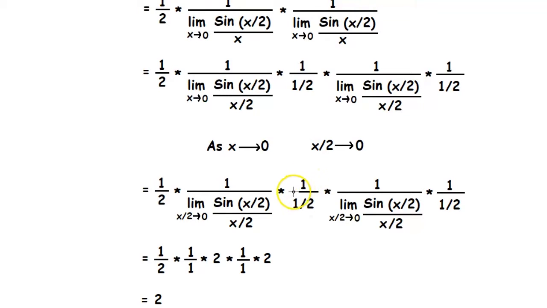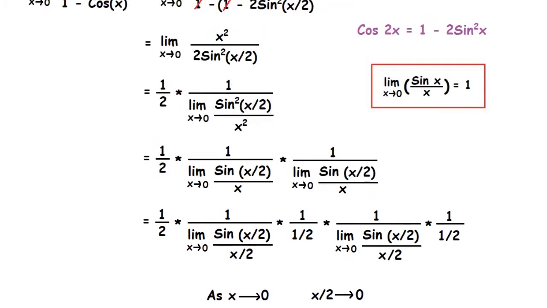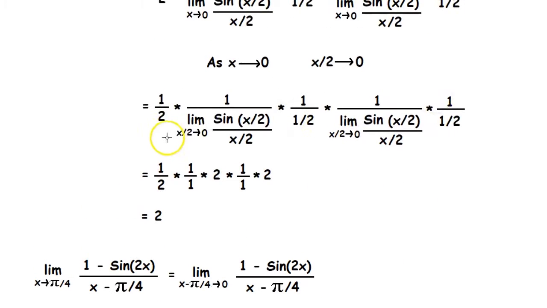Multiplied by 1 over 1 over 2 multiplied by 1 over limit of sine x over 2 divided by x over 2 as x over 2 tends to 0, multiplied by 1 over 1 over 2. So now we have these two in the expected theorem form here. So we can substitute this for 1. So that will be 1 over 2 into 1 over, this will be equal to 1. And this 1 over 2, this 2 will go up, giving us 2 into 1 divided by this part will also become 1. And here this 2 also will go to the numerator, giving us 2. So finally we can get our answer as 2.